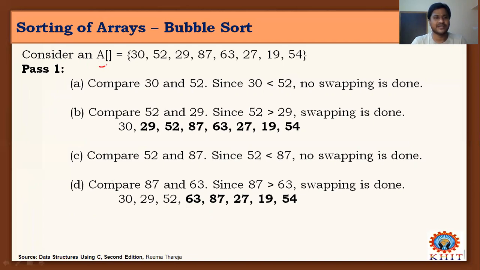Consider an example here. A is an array, and these are the example elements. As I told you, this is the index 0 element, index 1 element. First compare these two, 30 and 52. 30 is smaller than 52, and we are going to arrange these elements in ascending order, lower to higher value. So 30 compared with 52 is a lower value and 52 is a higher value.